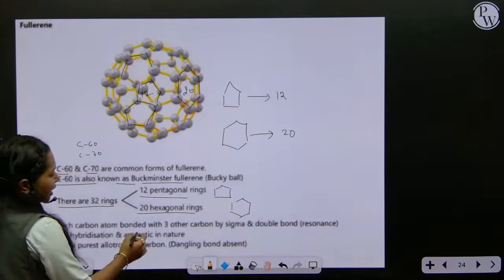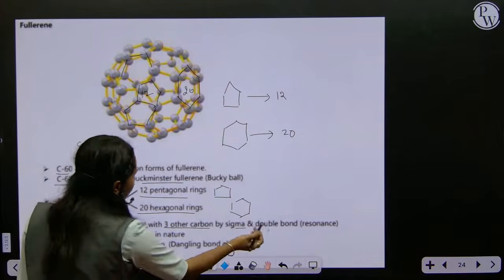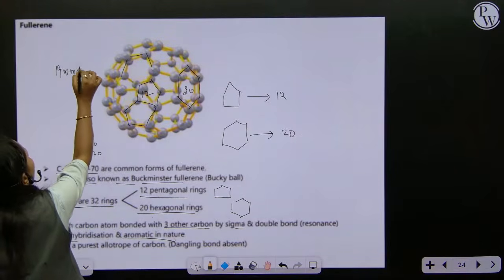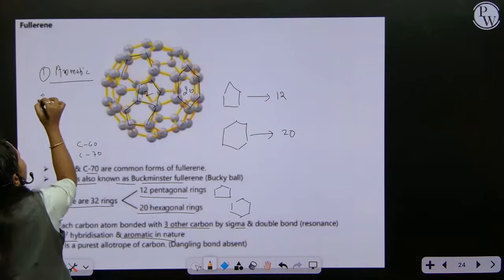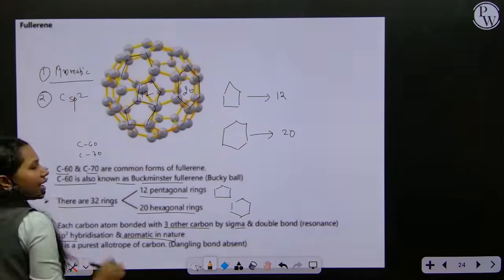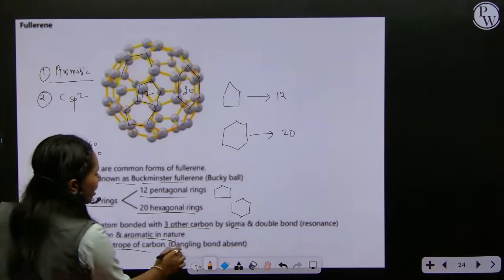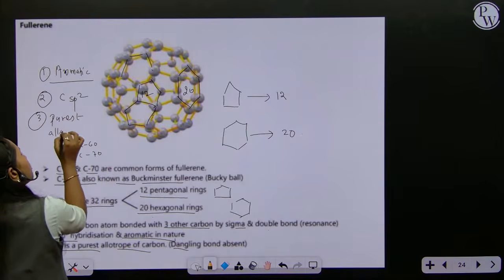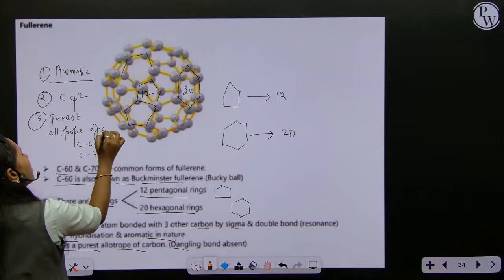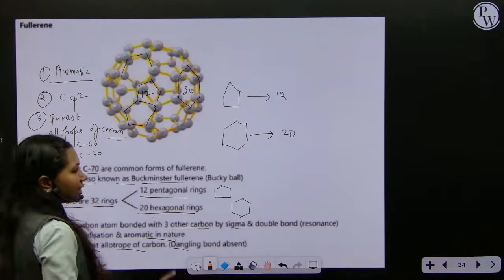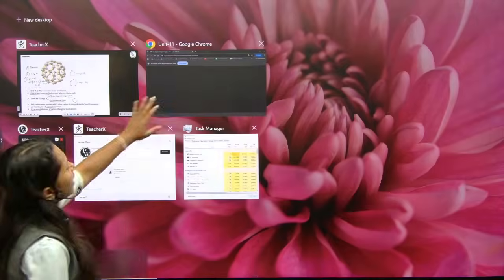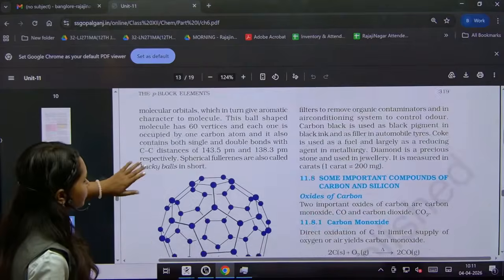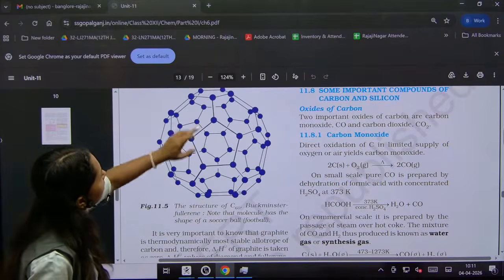Each carbon is bonded with three other carbons, with sigma and double bonds. It is sp2 hybridized and aromatic in nature. Fullerene is the purest allotrope of carbon. So this is about the anomalous behavior of carbon, which we have done.